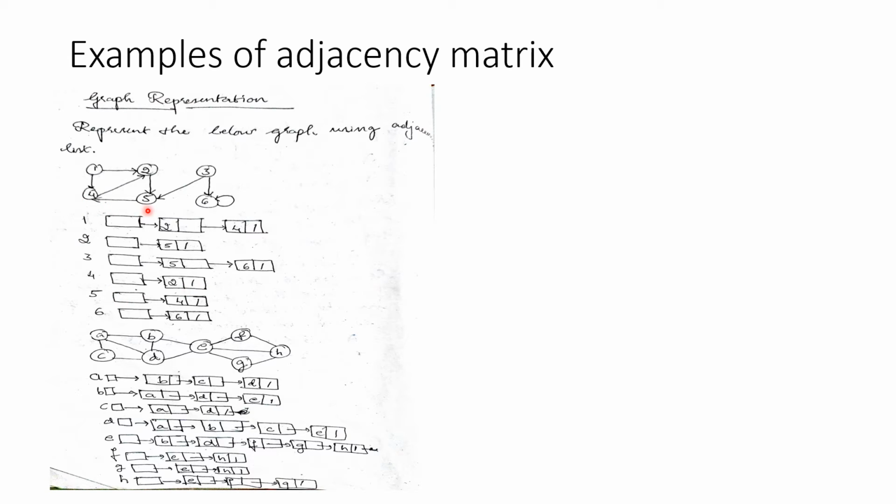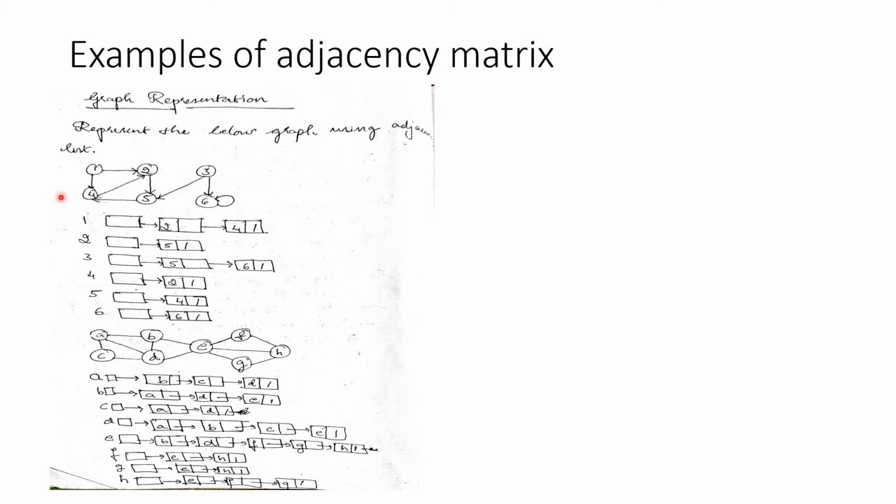And when you go for 5, you have only one edge that's going out from 5, that's from 5 to 4. And similarly, you have from 6.